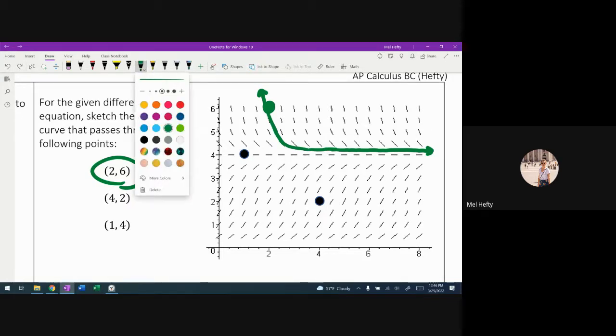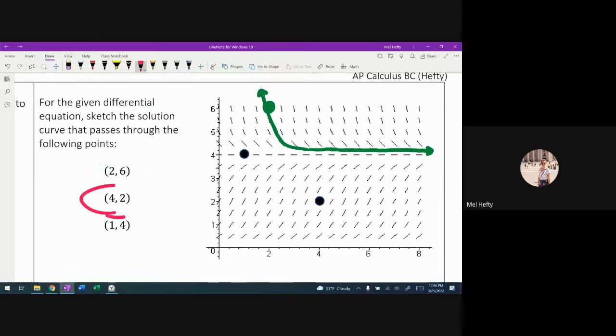What's a good color to go with green? Pink. All right, 4, 2. That's this guy right here. So again, you're kind of going up. You can touch the slopes if you want, or you can just follow along. You're just trying not to be super disrespectful. You're kind of just following along the line. I'm going to choose to flatten out at 0. You might not have. That's okay.